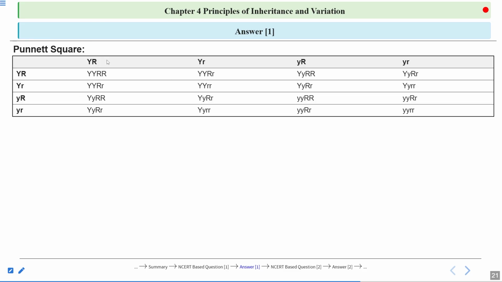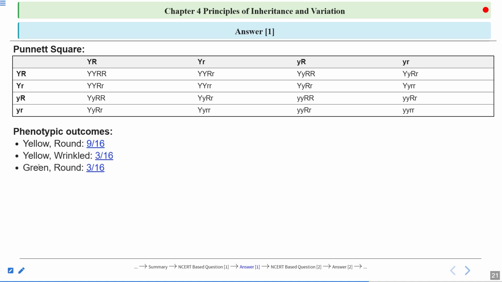Now you can make the Punnett square. So this will be the Punnett square. You can make all the possible combinations using the Punnett square, and then you can calculate the phenotypic ratio here. So what are the phenotypic outcomes? In total, there will be 16 possible genotypes here. That's why we are writing 16 here. So yellow round will be 9 by 16. Yellow wrinkled will be 3 by 16. Green round will be 3 by 16, and green wrinkled will be 1 by 16.